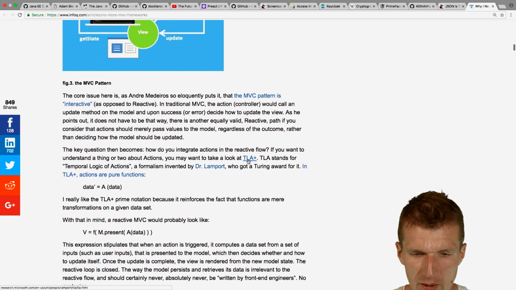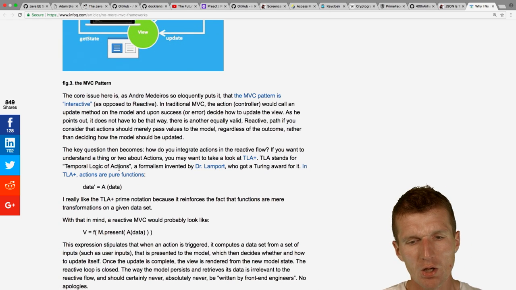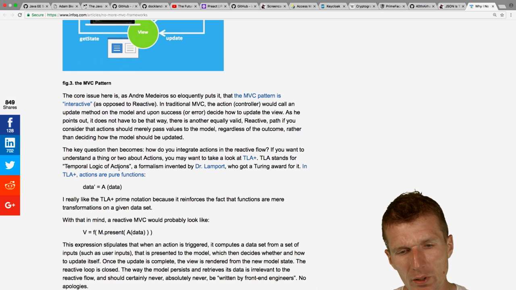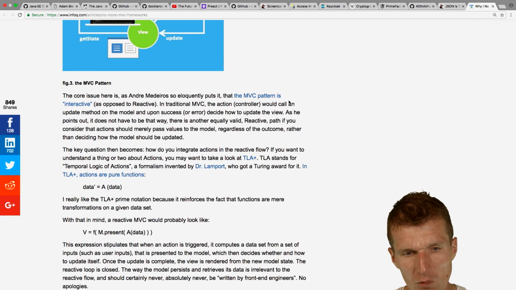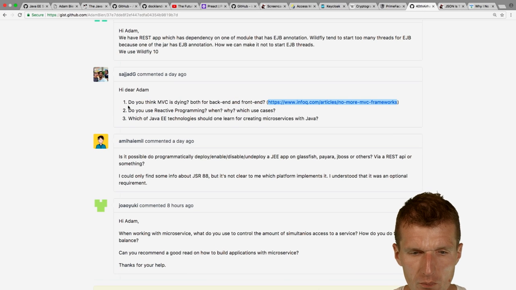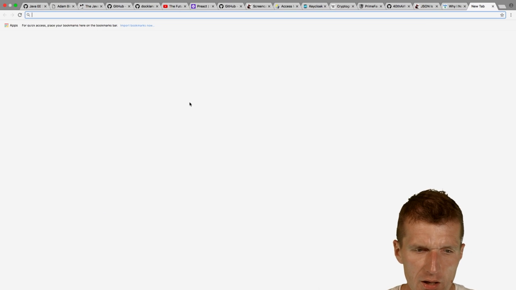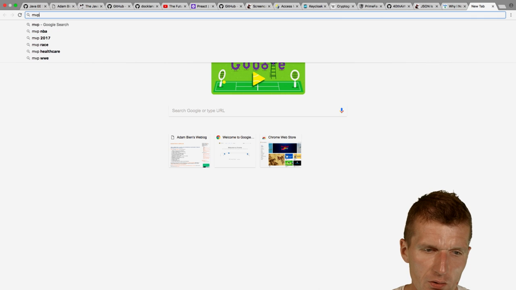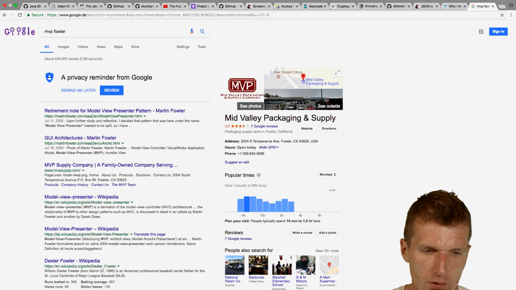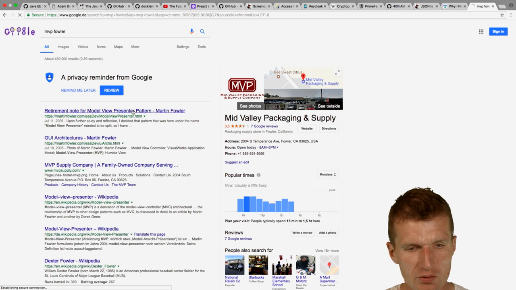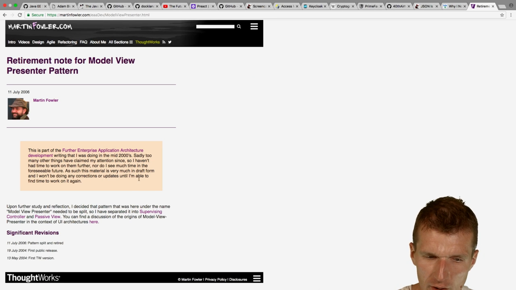TLA+, temporal logic of actions. And this is a very functional way of implementing JavaScript applications. And whether I think that MVC is dying? I mean, MVC has been declared dead for a long time. And the successor was MVP, Model View Presenter, which is also dead. If you go to Fowler, as you can see, in 2006, Model View Presenter was also retired, and he split it into Passive View and Supervising Controller.